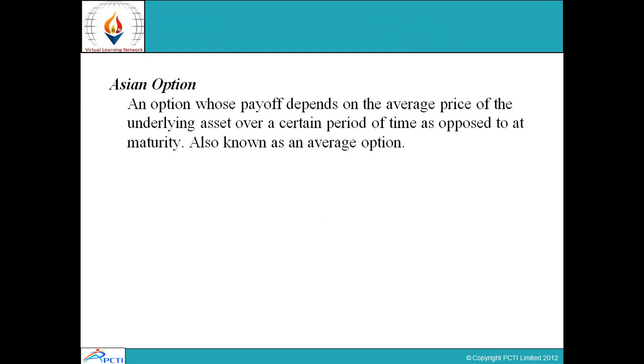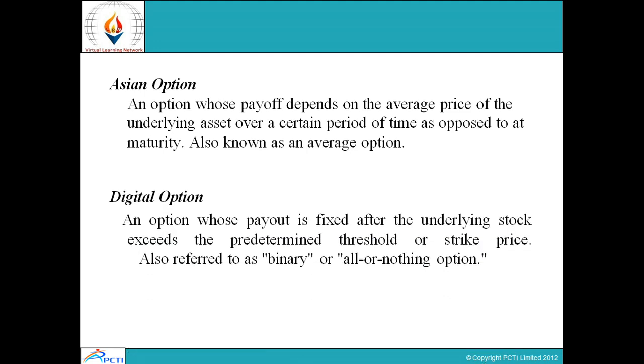Asian option: an option whose payoff depends on the average price of the underlying asset over a certain period of time, as opposed to at maturity, also known as an average option. Digital option: an option whose payout is fixed after the underlying stock exceeds the predetermined threshold or strike price, also referred to as binary or all-or-nothing options.